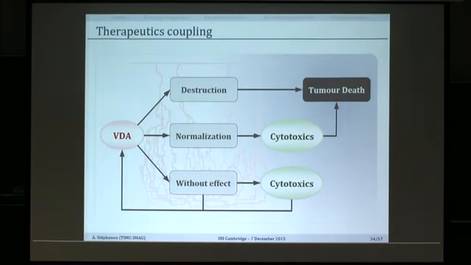So the whole point of the project is to try to derive something like this: to use the virtual tumor to apply the VDA and see if we can predict in which configuration we are going to fall. If it's destruction, that's okay, it will be tumor death. If we manage to normalize the network, then we have to use the cytotoxic to maximize the effects. And if we have no effect, which can happen, then we have to go back and maybe reuse VDA and try to go into one of the two other situations.